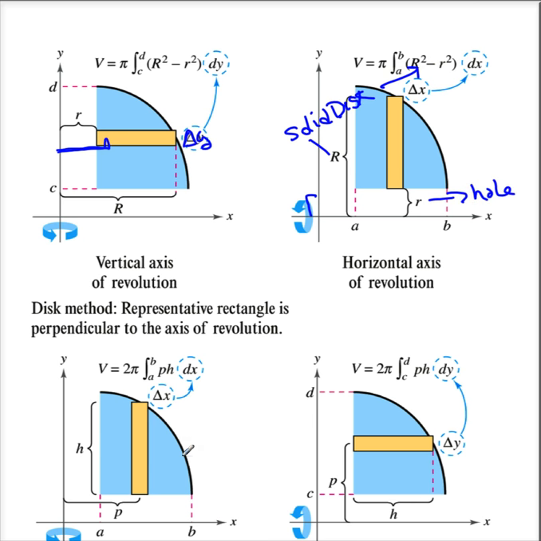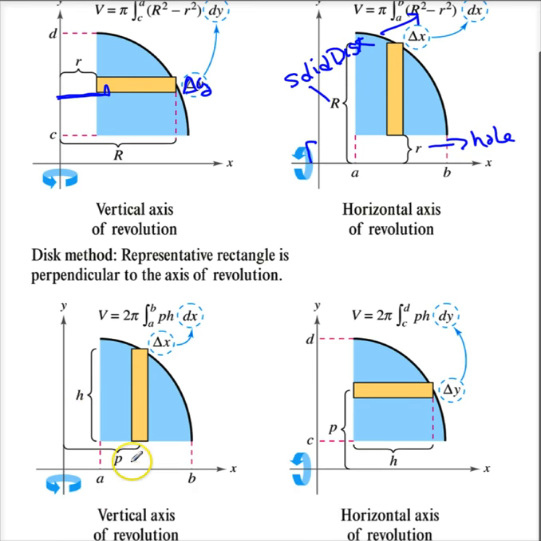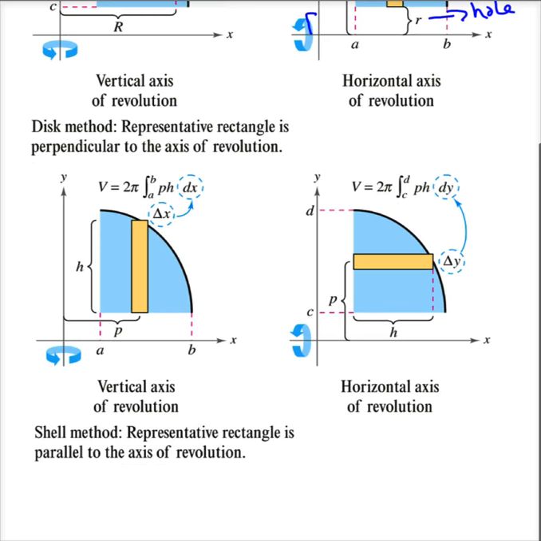Well, the shell method is just a little bit different. For shell, the representative rectangle is always parallel. So my representative rectangle in this case is parallel to my axis of rotation. And the volume of each incremental shell is 2 pi p h times delta x or delta y, depending upon whether your representative rectangle has delta x or delta y.